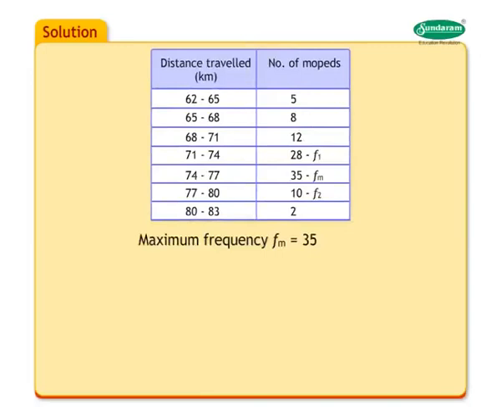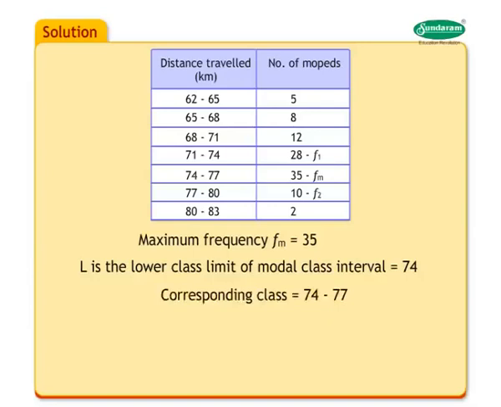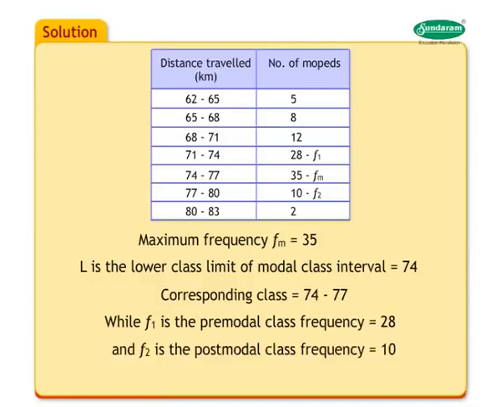l is the lower class limit of the modal class interval, equal to 74. The corresponding class is 74 to 77, while f1 is the premodal class frequency, equal to 28, and f2 is the postmodal class frequency, equal to 10. h is the width of the class, equal to 3.